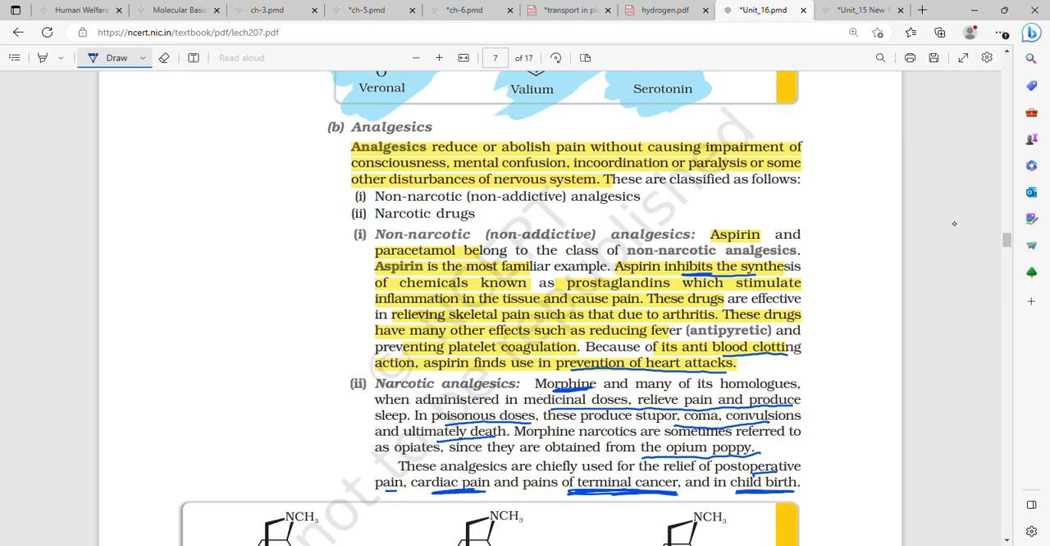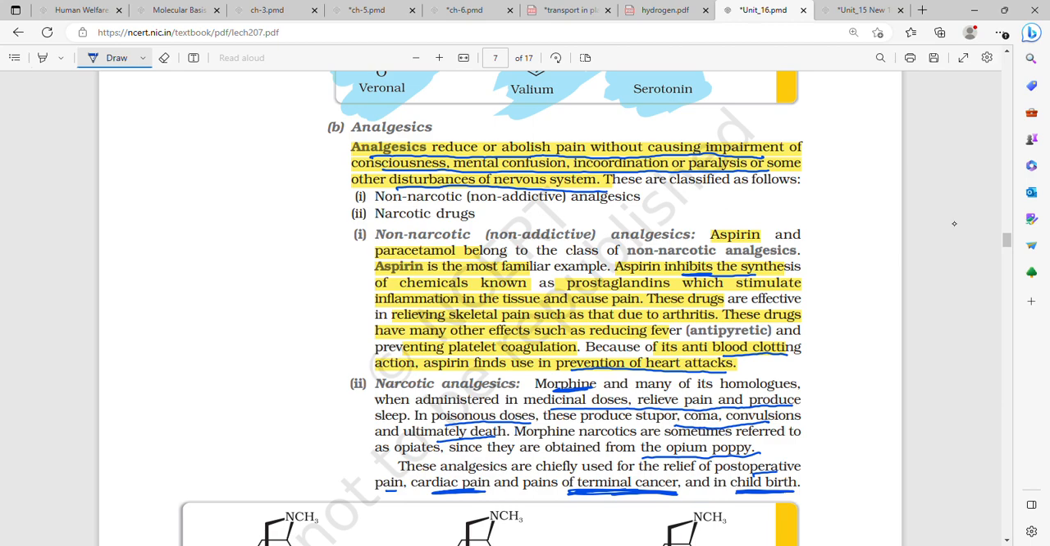Analgesics reduce or abolish pain without causing impairment of consciousness. They do not cause mental confusion, incoordination, paralysis or any other disturbances of the nervous system. So they do not have such side effects. They only reduce the pain.